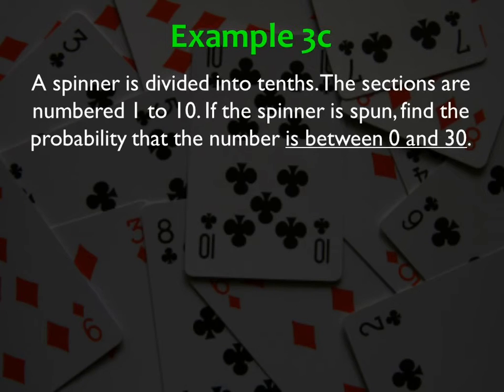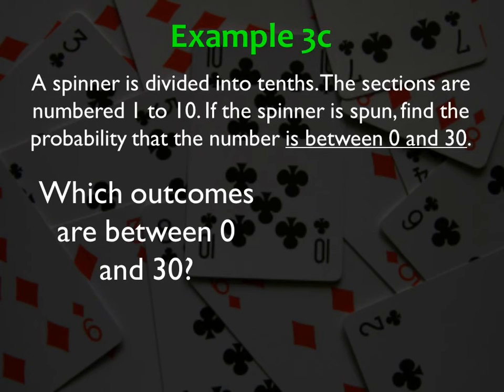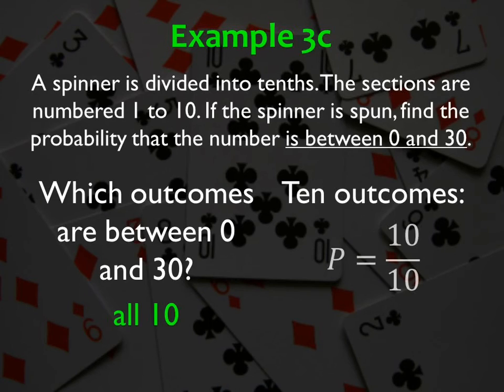3c, find the probability that the number is between 0 and 30. Well, which of those outcomes in the spinner from 1 to 10 are between 0 and 30? That is all 10 of them. So the probability of getting any of the 10 numbers is 10 out of 10, or 1. In other words, you are guaranteed to spin a number between 0 and 30.